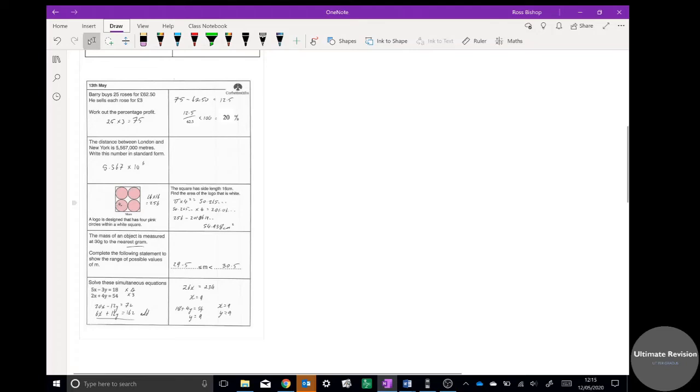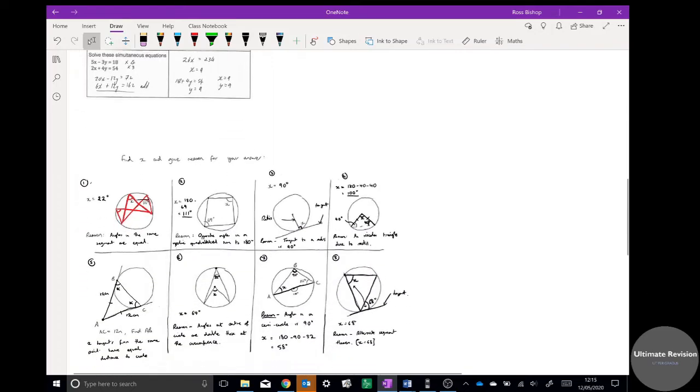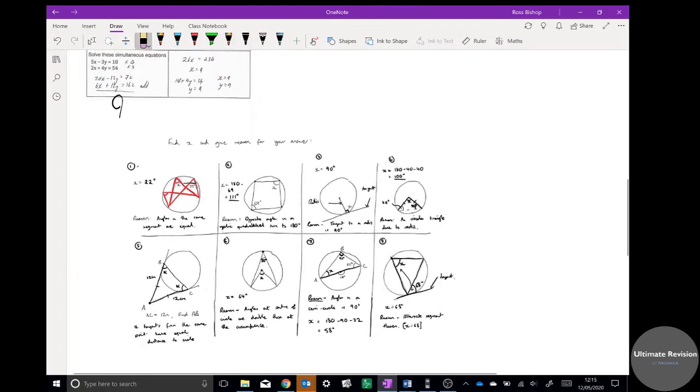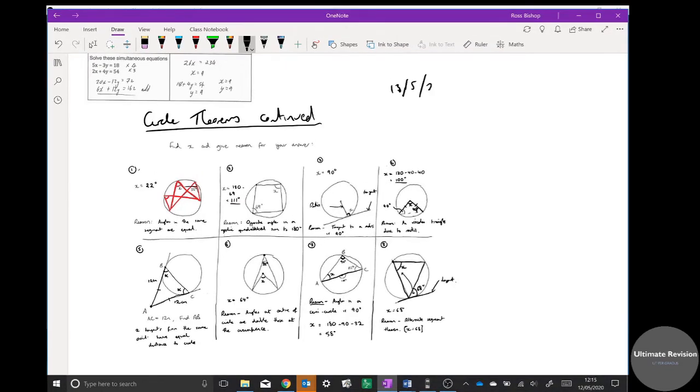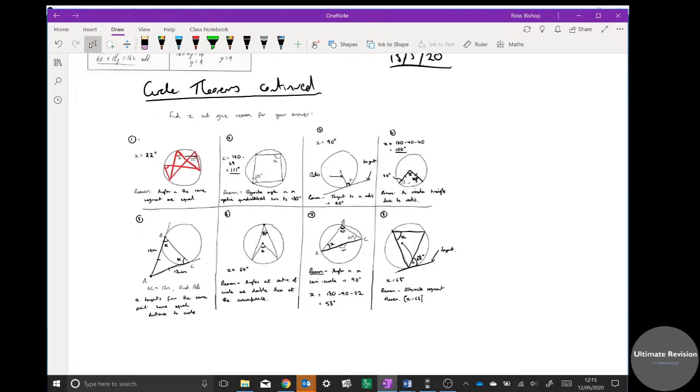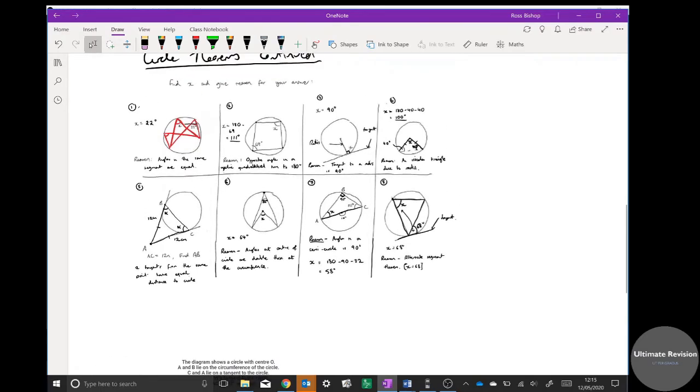Right, okay, so into the lesson on circle theorems. So, new title: circle theorems continued, and the date is the 13th. Now, you don't need to draw this out. This is exactly what we did last lesson. I've just put it here for reference, okay? So you don't need to redo this, but we are going to use this in the lesson today.